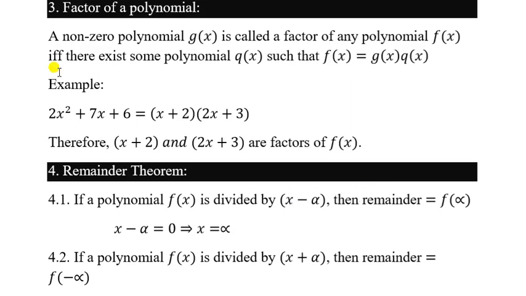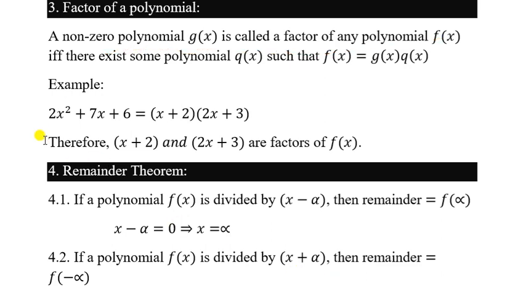A non-zero polynomial g of x is called a factor of polynomial f of x if there exists some polynomial q of x such that f of x can be written as g of x times q of x. With an example I would like to explain this here.